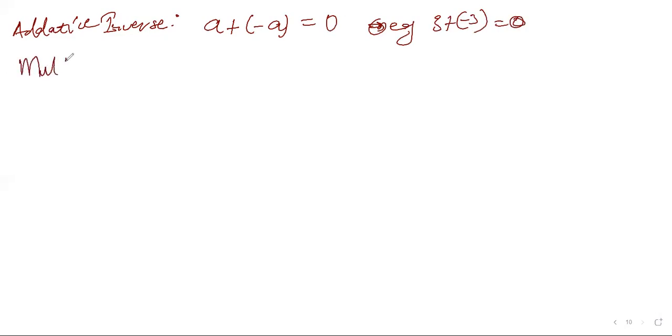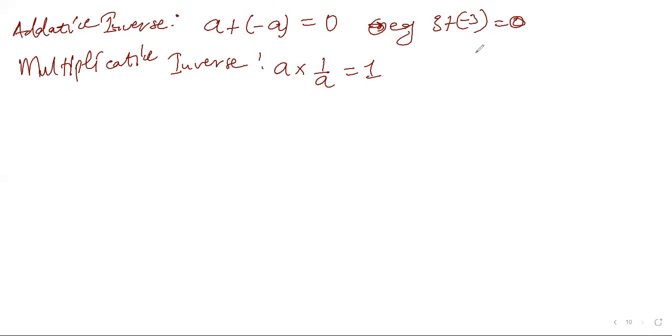And multiplicative inverse, we're going to say that. Remember, the multiplicative inverse of a number is its reciprocal. I hope you remember reciprocals from fractions. So a times 1 over a is equivalent to the multiplicative identity.